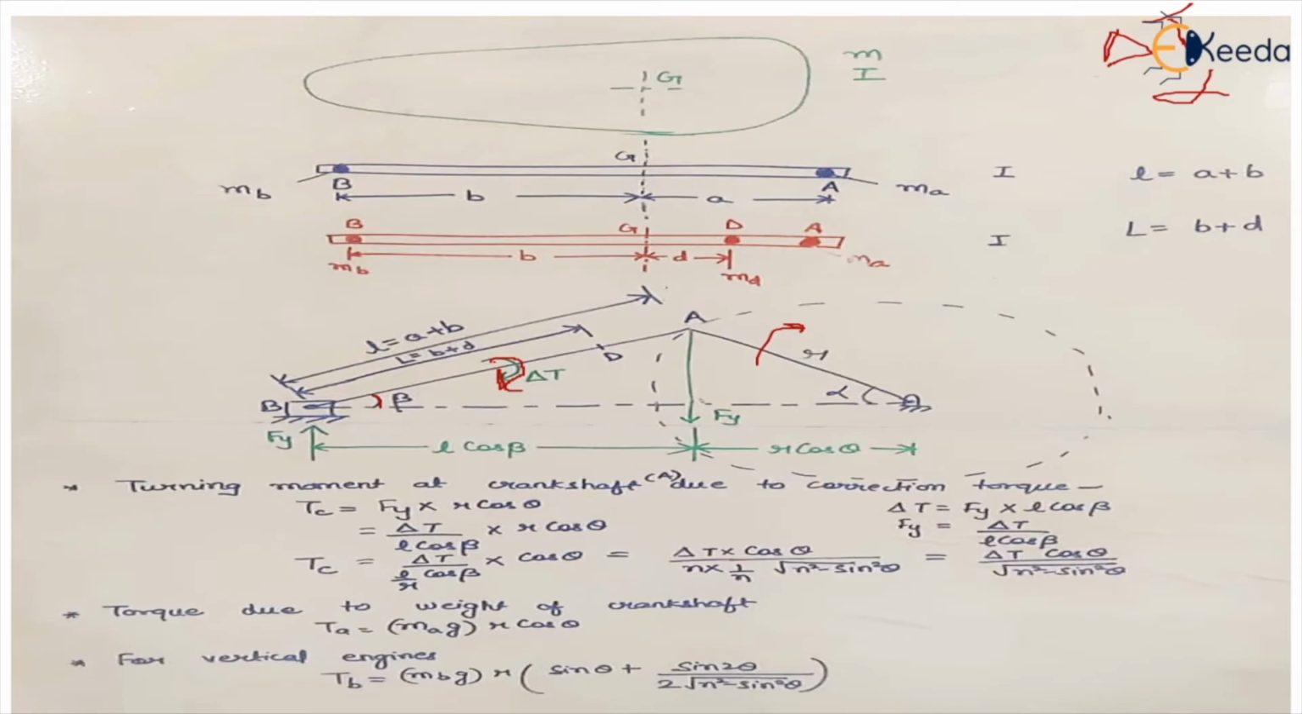In this diagram we can also see that L is the length of connecting rod, in this case the masses A and B are placed at the ends, and D is at a point where we can find the equivalent length L, which is B plus D.